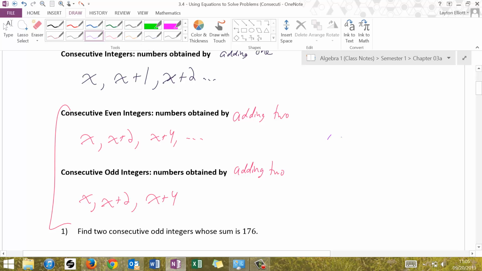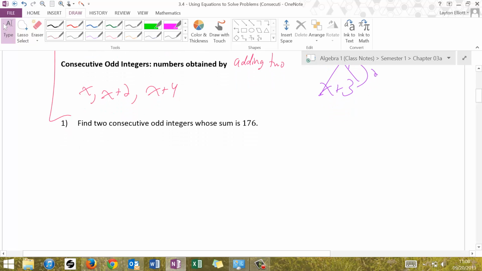Never, ever will you do x plus 1, x plus 3, because x and x plus 1 are 1 apart, while x plus 1 and x plus 3 are 2 apart. It looks like you're adding odd numbers, but in reality, no matter what number you substitute in, these won't be consecutive anything. So kill that.